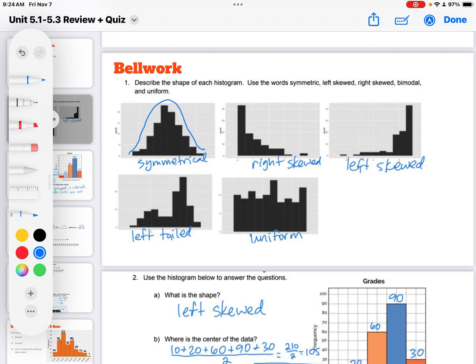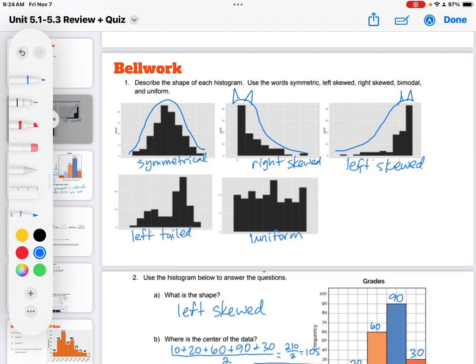On the second one, this one is right skewed because if you look here, the tail is facing to the right. Remember, I use the analogy of a kitty cat standing, and whichever direction its tail is pointing is how we describe the skew. The next one would be left skewed because, again, the tail is facing to the left. So again, think about that kitty cat, meow meow.